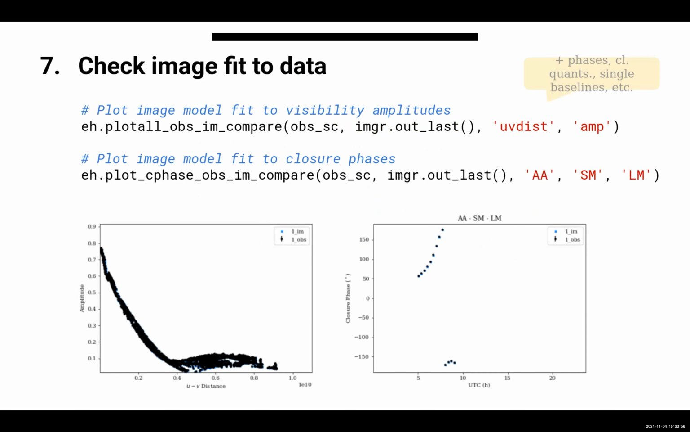But anyway, this PDF is really nice, but if you want to take a quick look at the data quality of the image that we obtain, you can do some quick plotting, comparing your self-calibrated data to your image, like amplitudes as a function of UV distance or closure phases, as you can see here. But many other options are available. And yeah, this is the end of the tutorial. Thank you.